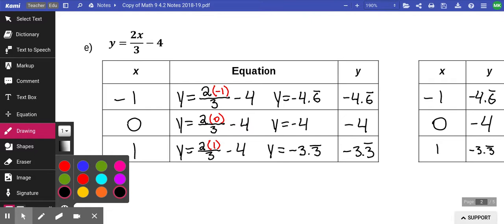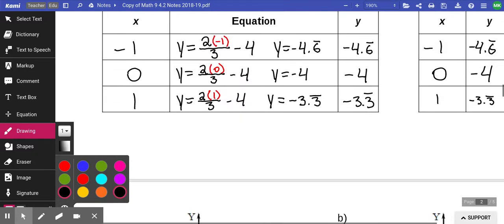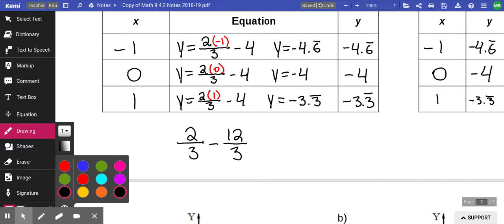Because we subtracted 4, what I did in my head was I had 2 over 3 minus, and instead of 4, I did a fraction. So I changed 4 into a fraction. I changed it into 12 over 3, like that. And then I could subtract these to get -10 over 3.